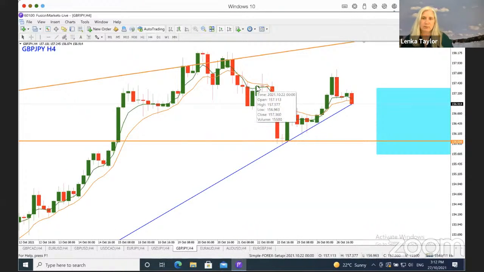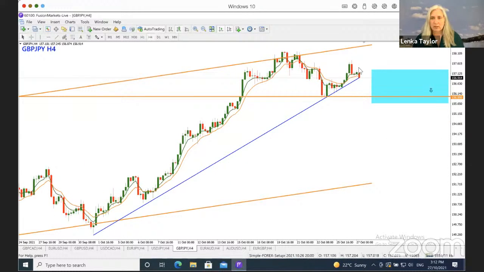So on the 4-hourly, I'm looking for short. Let's have a look. Yeah, this is not too bad. I would prefer the price to be a little bit higher up, or possibly just another touch at the bottom, come back, and then looking for short. Or if the price goes below that 156, then looking to come back and looking for the retest then. So a couple of options on there.